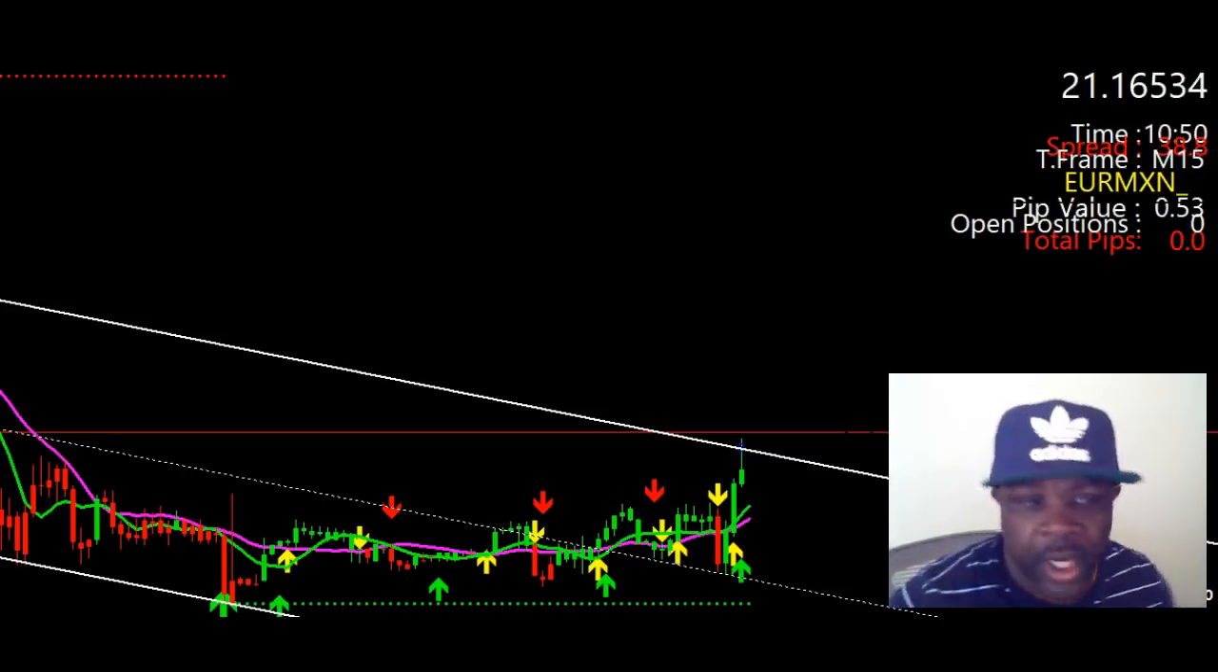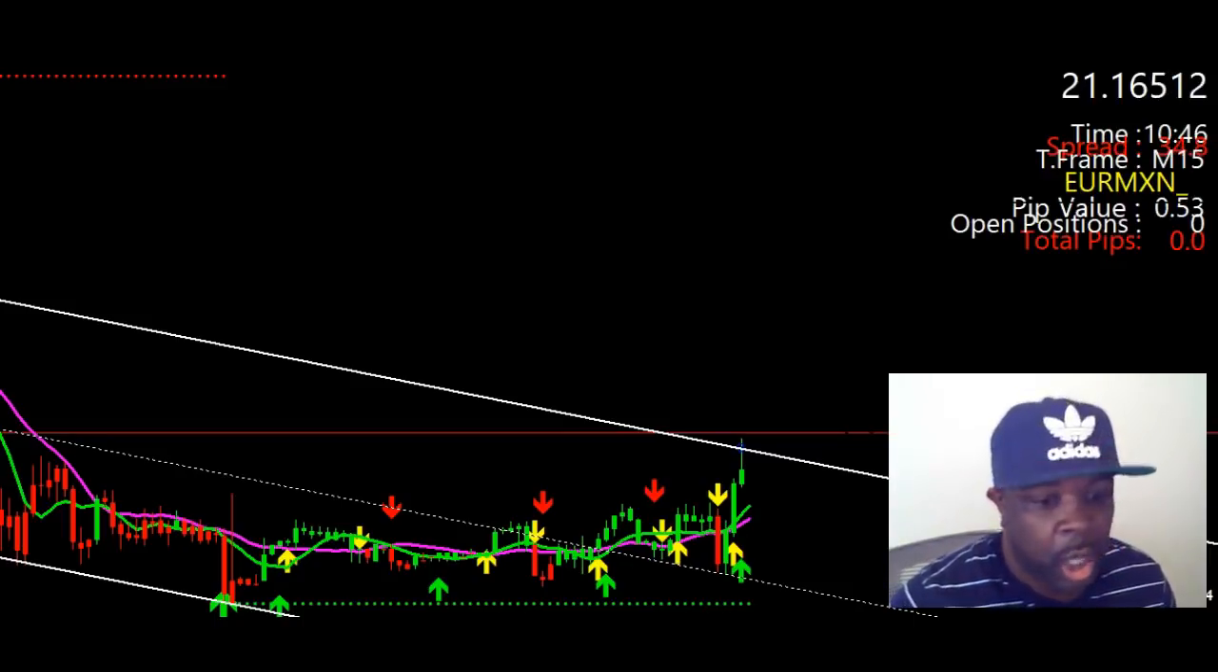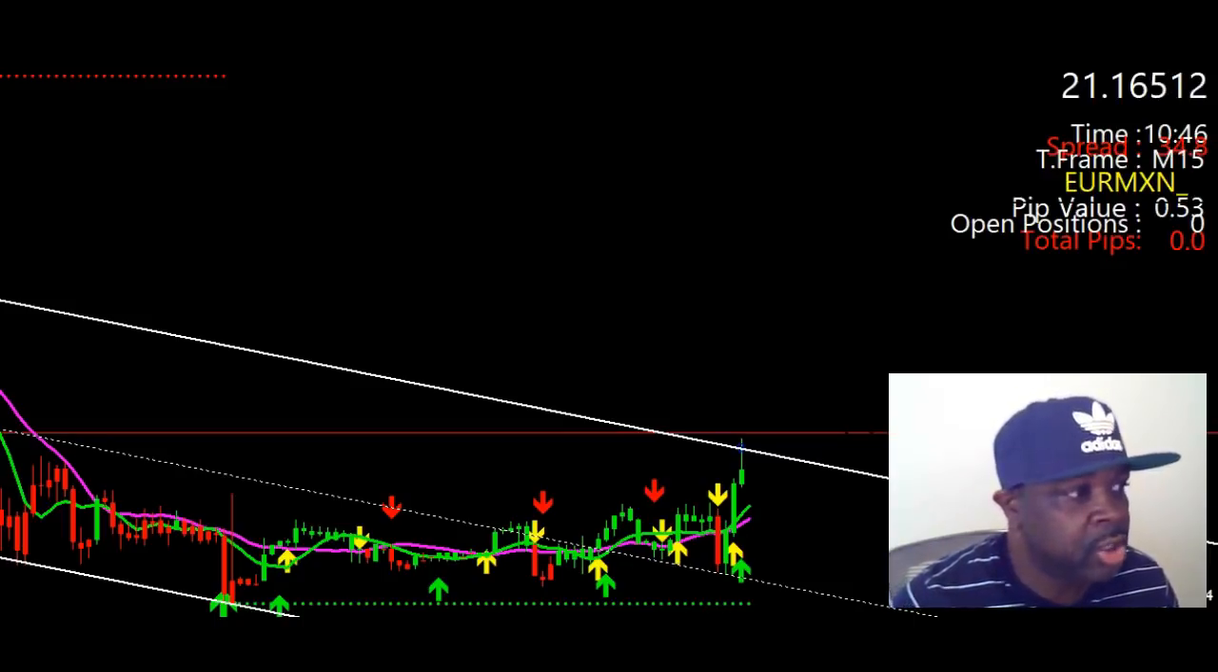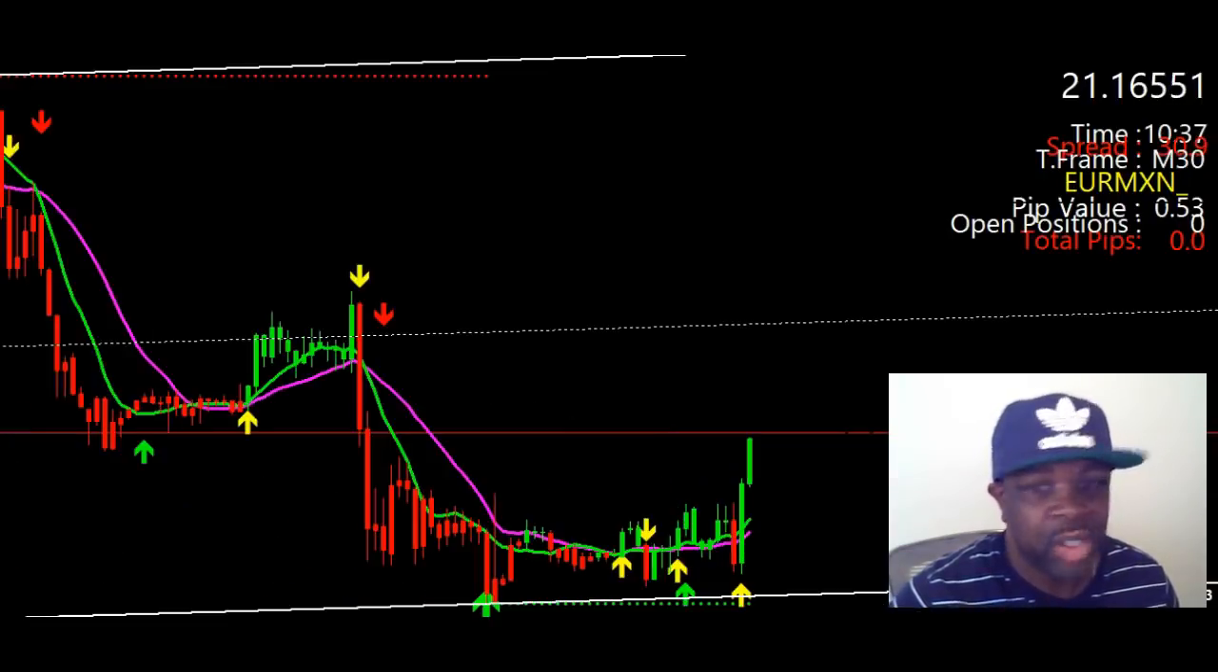So anyway, just looking at some samples, this is what I do. I just wake up around this time, go to the charts. It's the US session, and here's one of the setups that I see. This is the Euro Mexican peso. I don't really trade that a whole lot.